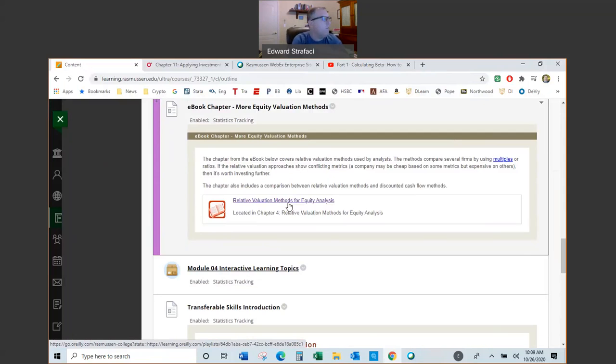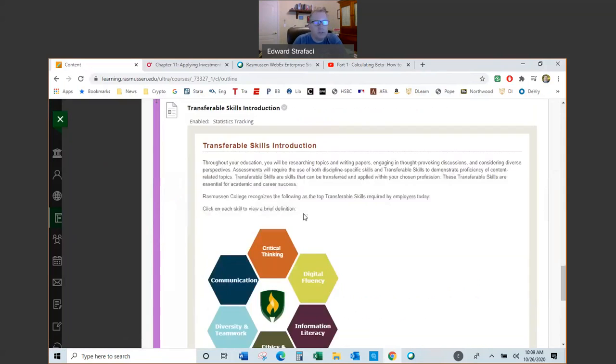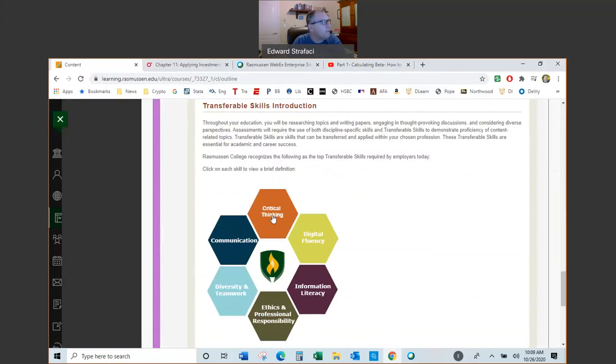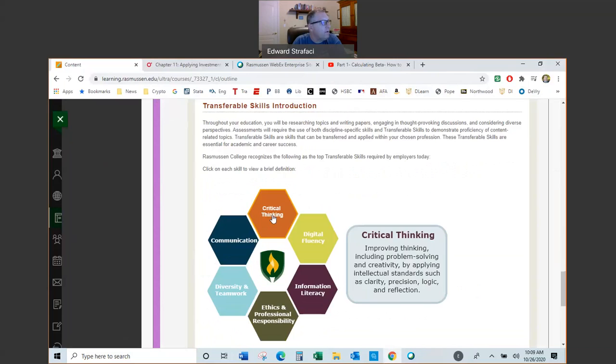What else? Another thing I think that Rasmussen does that's just lights out, really good stuff, is the transferable skills introduction. I would spend some time with this, because if you're not already familiar, what Rasmussen is trying to do is show you how to get transferable skills, which is one of the best. I wholly endorse it, one of the reasons why I wanted to work here, and I'm glad that I do. What's nice about it is you can take these skills out into the real world. Very important that you do that. So you've got critical thinking, which is improving thinking, problem solving, all stuff you need in the business world.